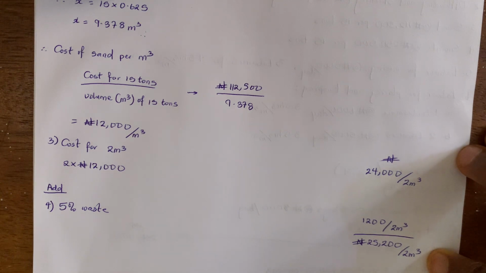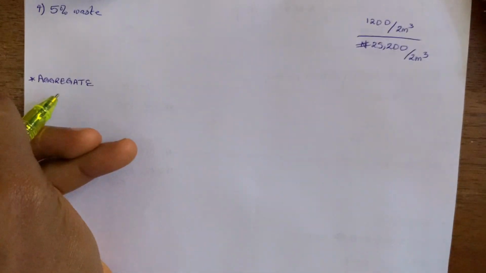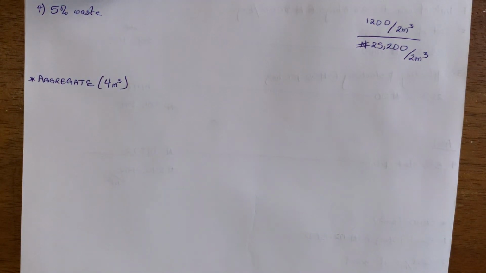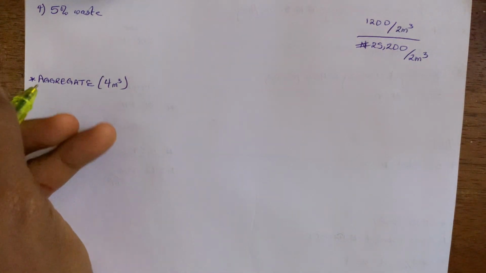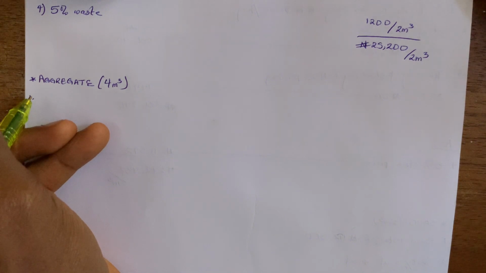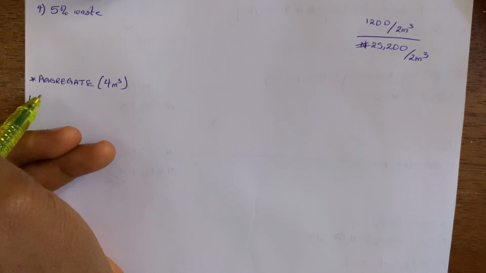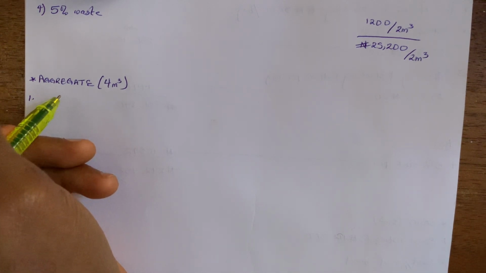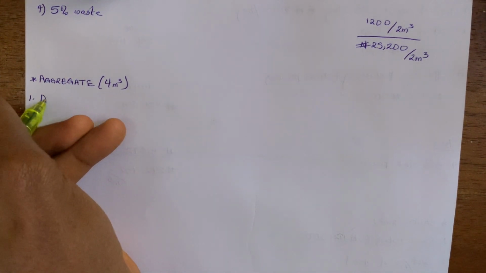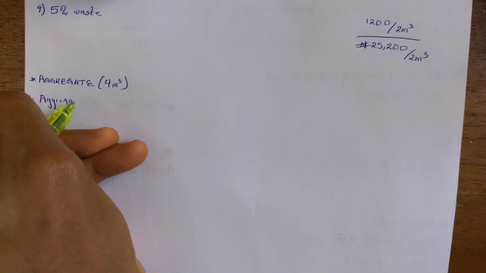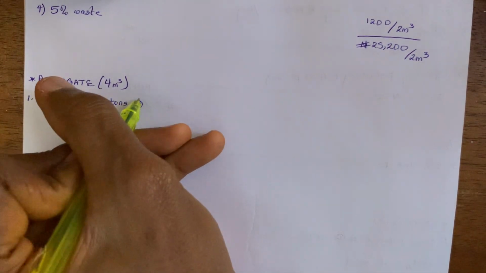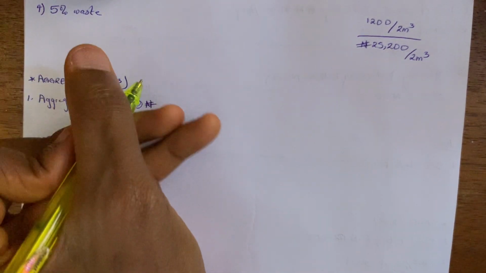We are moving to the next material, which is aggregate. So the next material is aggregate, and our mix ratio says that we want to use 4 meter cube of aggregate in order to make the grade of that particular concrete. So we know that we are to order 15 tons of aggregate at the price of 250,500. So when I say aggregate, 15 tons at 250,500.